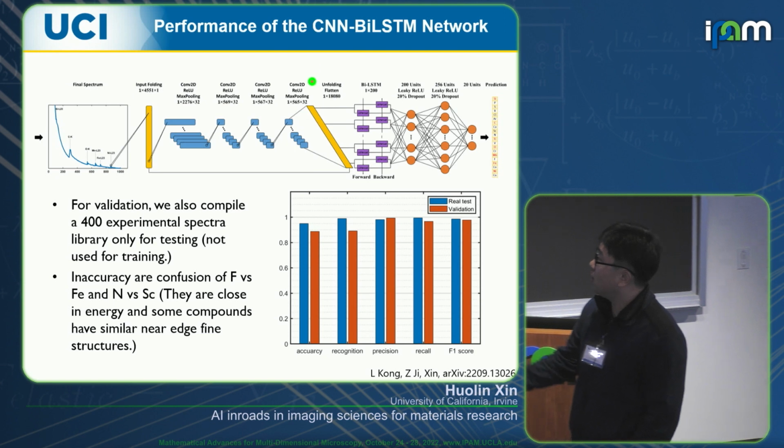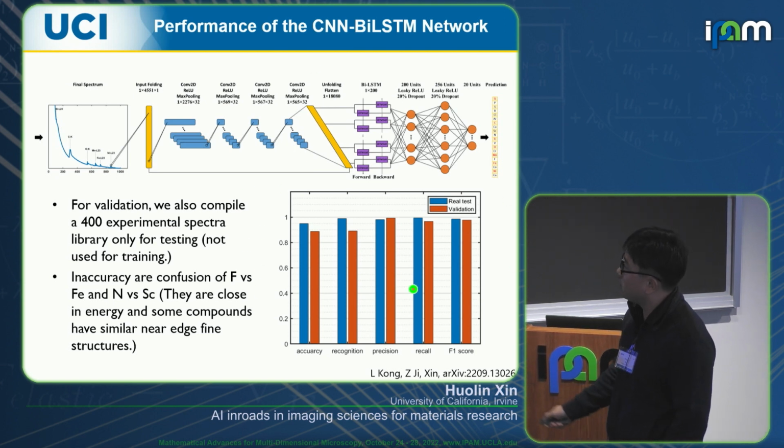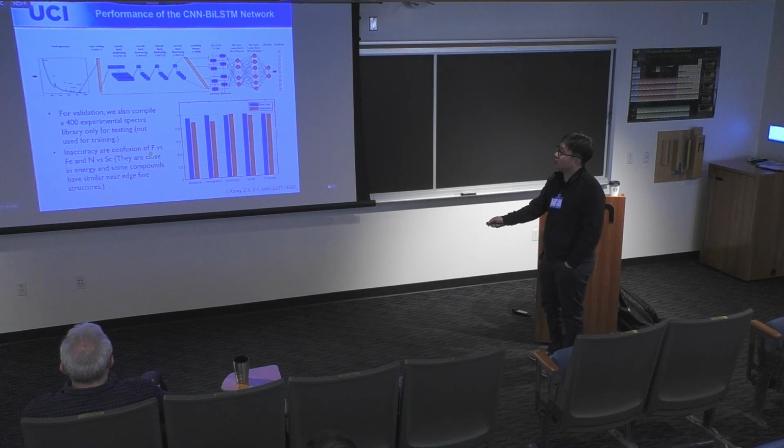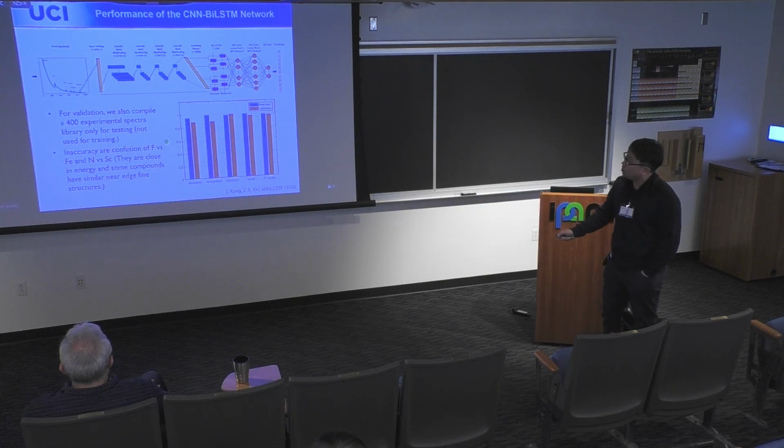So here is our validation after training. For validation, we also compiled 400 experimental spectra only for testing. So this is not just a validation set, but a new validation set that the network has never seen before. All of the inaccuracy is because of the confusion of iron and phosphorus, fluorine. I remember when I was a student, I was confused by the two a lot of the time, so I'm not surprised that the network does that.